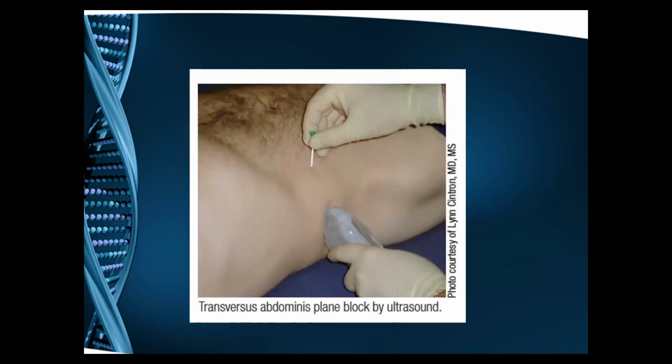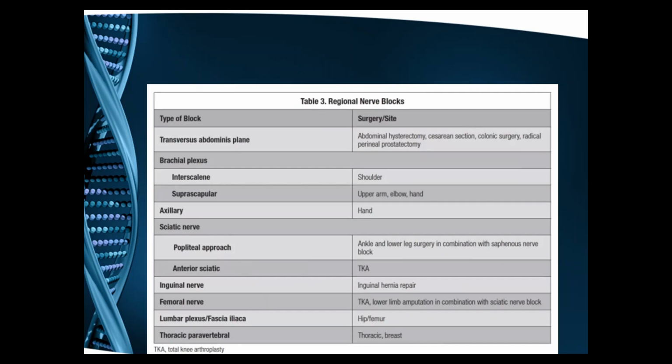This one of the important block you can utilize during the operation, before the operation, or after the operation. So this type of the regional nerve block I'm talking just now, how you want to utilize it. So depend on the place or surgical site you want to do operation.